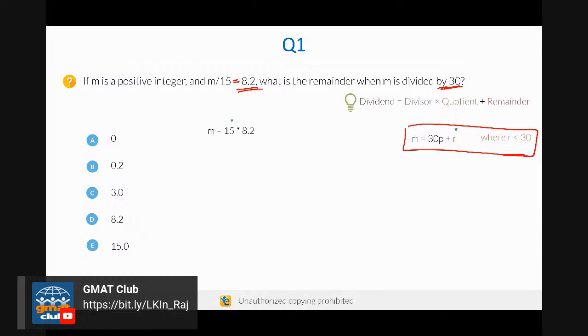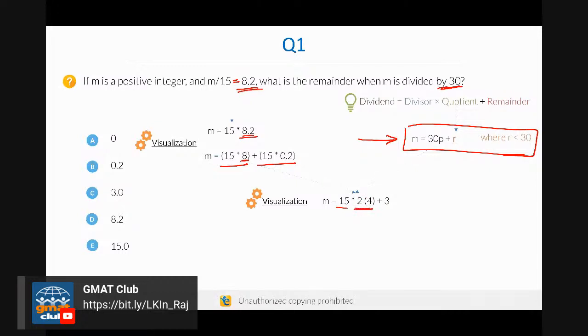So what's given to us is m is equal to 15 times 8.2, which means if we use the distributive property, m is equal to 15 times 8 plus 15 times 0.2. So you visualize this and say, this is what we want to express this as. This is what's given to us. And so we divide the 8 into 2 times 4, so 15 times 2 times 4. And remember, 15 times 0.2 got us 3 over here. So when we do that, m is 30 times 4 plus something. So 30 times a number plus something, which gives us the remainder as 3, which is choice C over here. Okay.